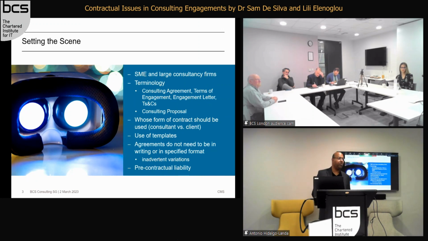Clearly, having a written contract is much better because if there's a dispute, you can actually point to words on a page and there's more certainty. Even if you do have a written contract, what you need to make sure is there are no inadvertent variations to that contract. So you may have a contract and then have another exchange of emails or a conversation, and that could actually alter the written contract. So you need to be careful of that.